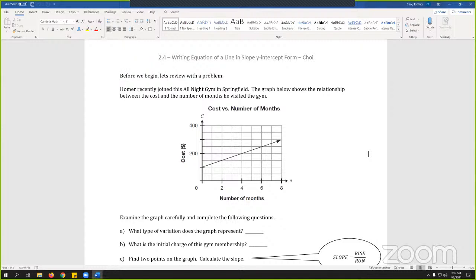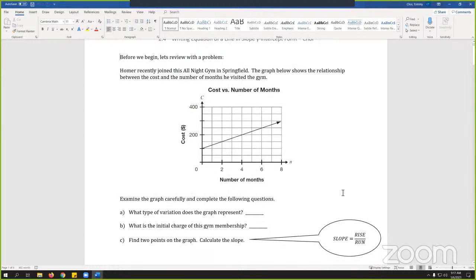Homer recently joined this all-night gym in Springfield. The graph below shows the relationship between the cost and the number of months he visited the gym. So here's our graph with the number of months and the cost. Let's examine the graph and answer these questions. Number one, what type of variation does the graph represent? Is this direct or partial?